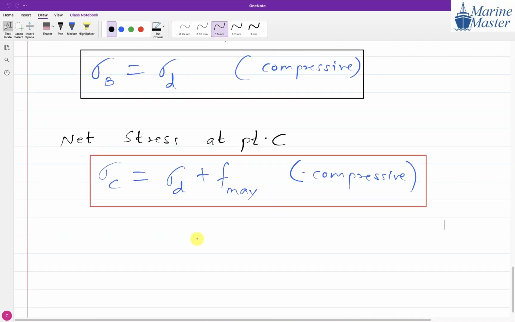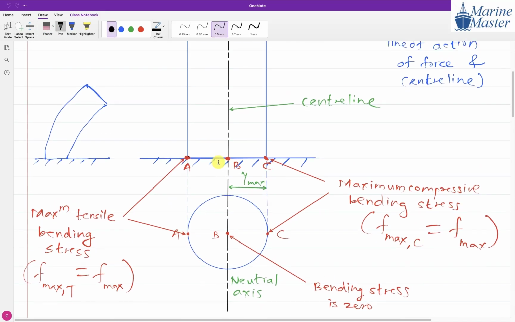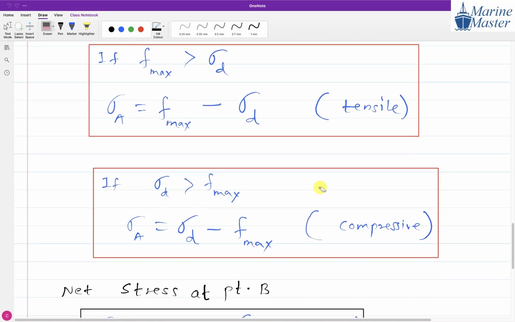Now, what will be the net stress at point C? If you observe at point C, what is the nature of direct stress? Compressive. I told you, direct stress is the same everywhere and of the same nature everywhere. So at point C, direct stress is compressive. At point C, bending stress is also compressive. Direct stress compressive, bending stress compressive. What will we do? We will add both.